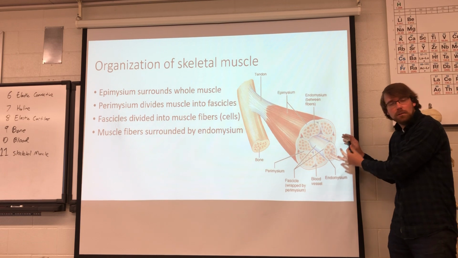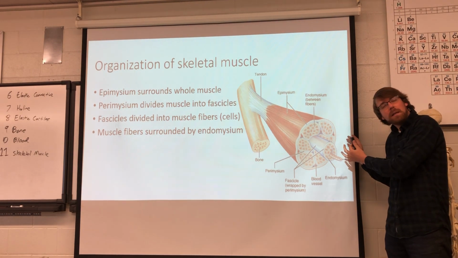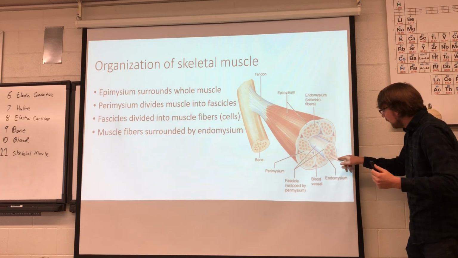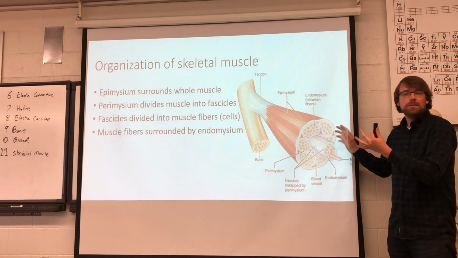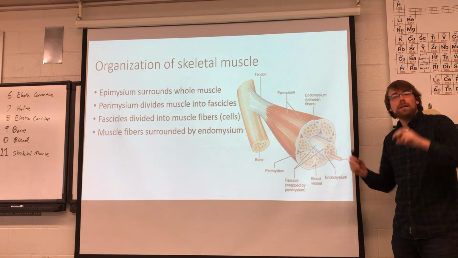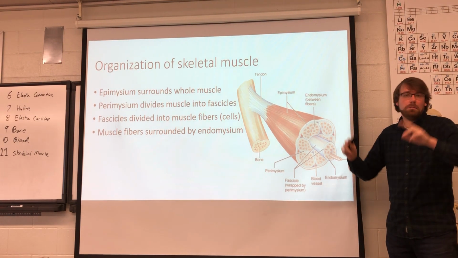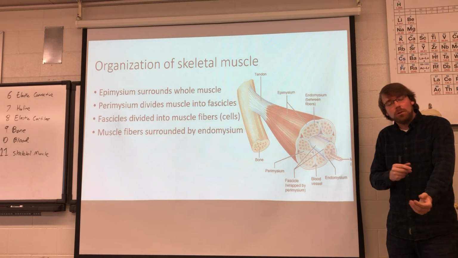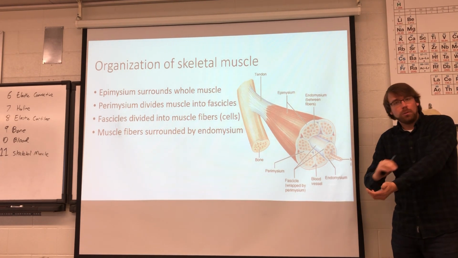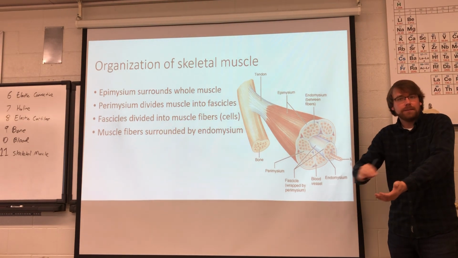Then the fascicles themselves are made of muscle fibers. So here we have a muscle fiber. The muscle fibers are the cells. So what we call a muscle fiber is a muscle cell. It's actually a whole bunch of cells that are sort of fused together, but it's continuous. There's no break in its cytoplasm.